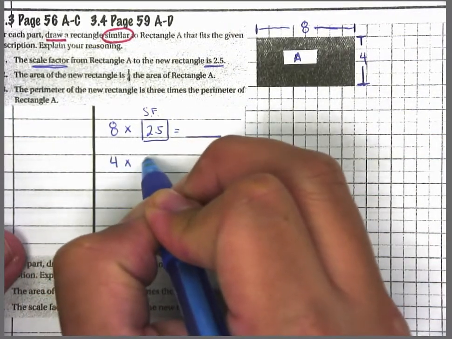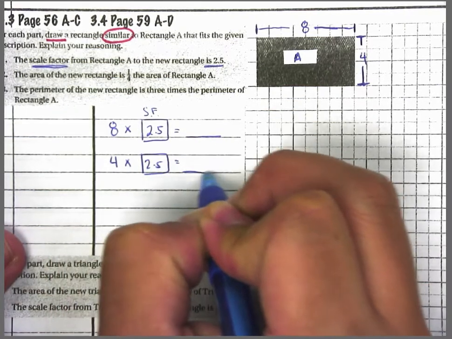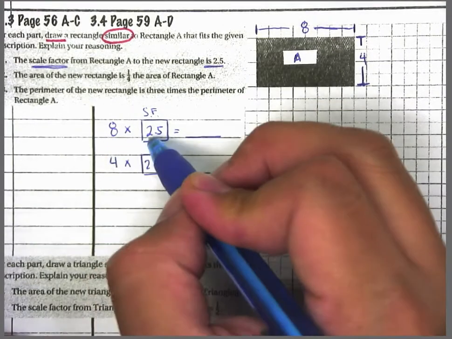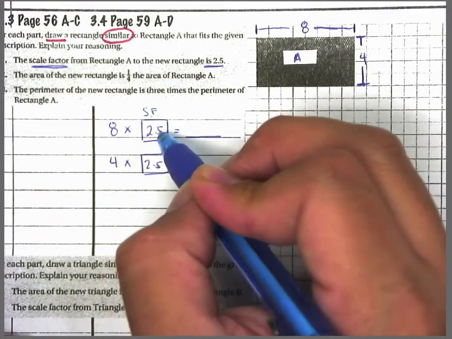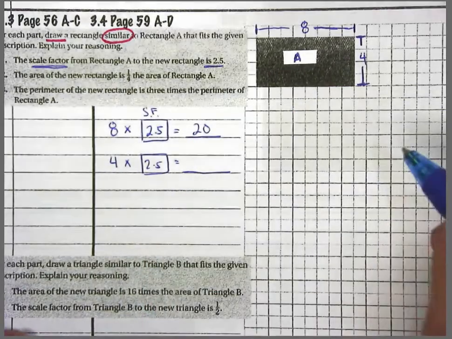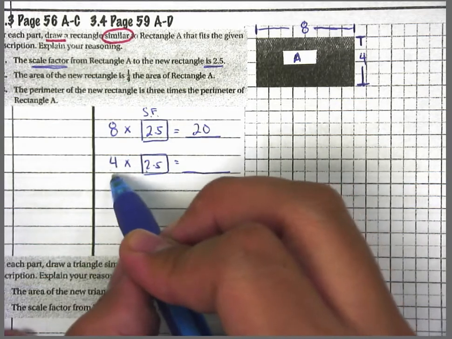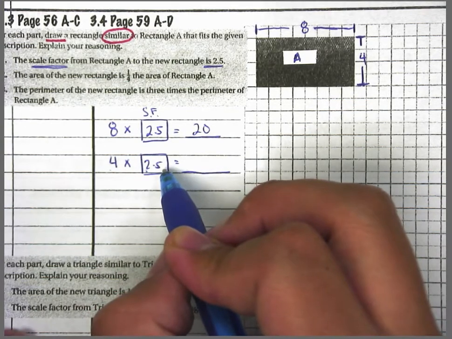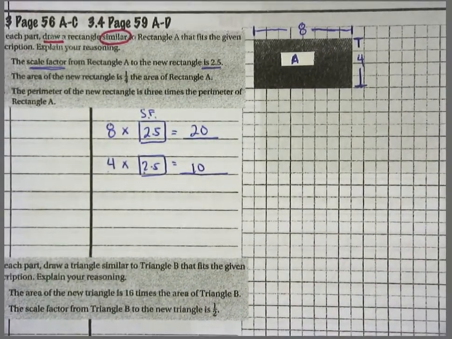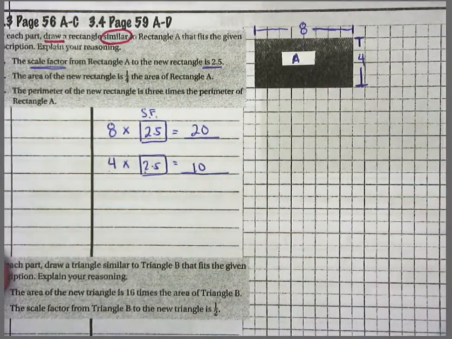4 times 2.5, and I should get my new value here. And that'll be my new height. So 8 times 2 is 16, plus a half of 8 is 4. So altogether I get 20. 4 times 2 is 8. 4 times a half is 2. So 8 and 2 together make 10. So I need to make a rectangle that is 20 across this way and 10 this way.